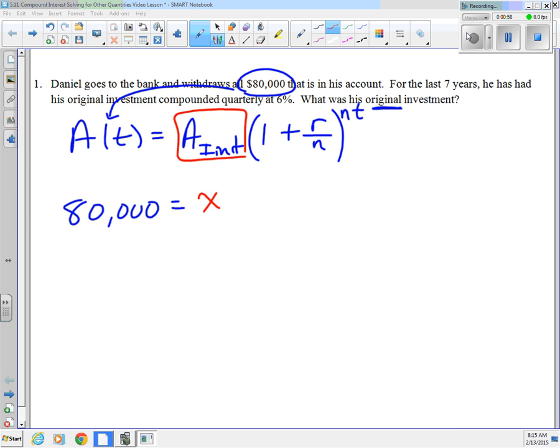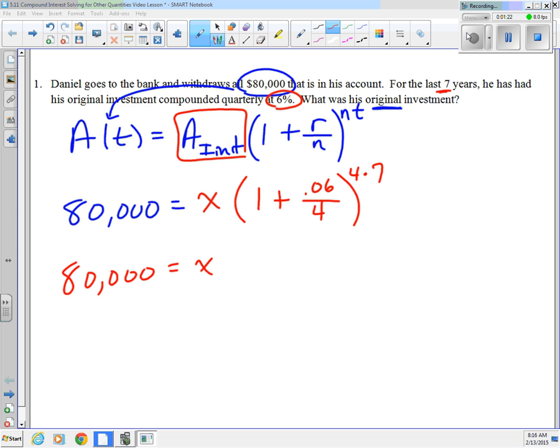So this is X times 1 plus, I know my rate was 6%, so that's 0.06. We're compounding quarterly, 4 quarters in a year, raised to the 4 times 7, because 7 years has gone by. So A of 7 was 80,000, so the t is 7. So now we just have a very simple equation to solve. We have 80,000 equals X times 1 plus 0.06 over 4 to the 28th power. And I have X times a number.